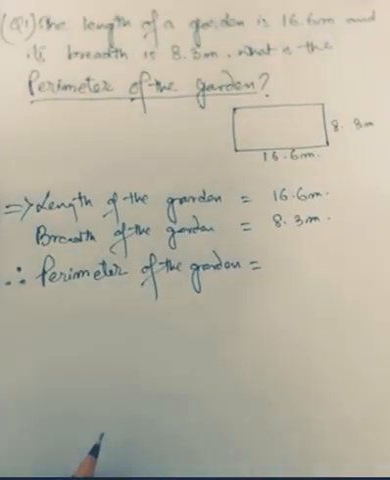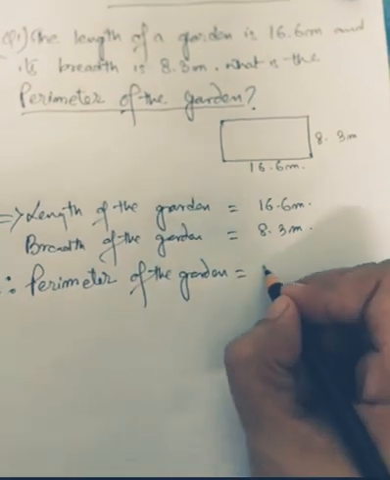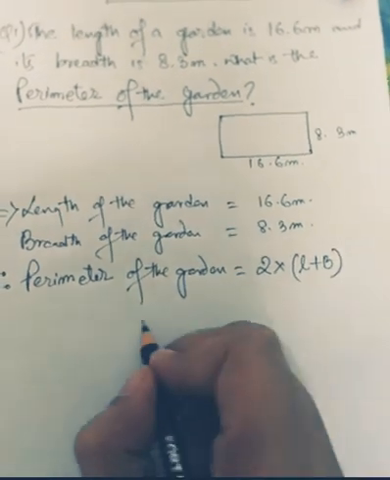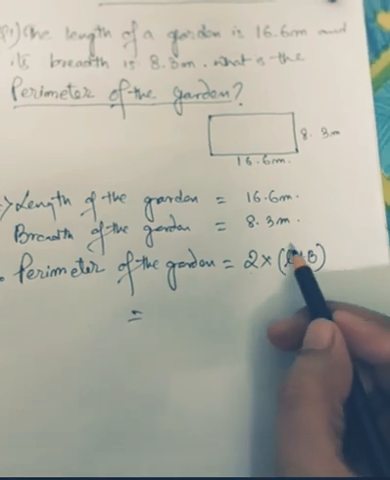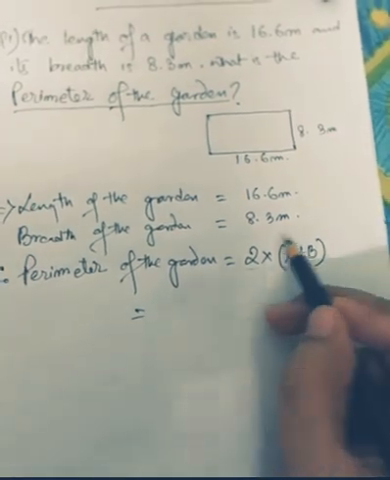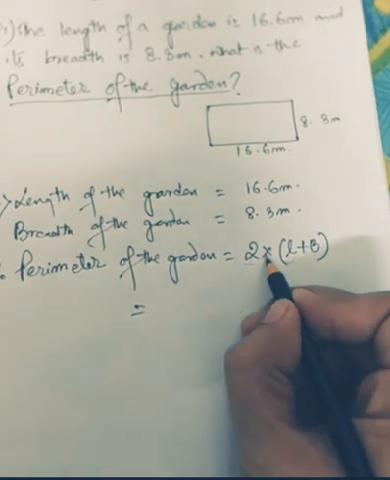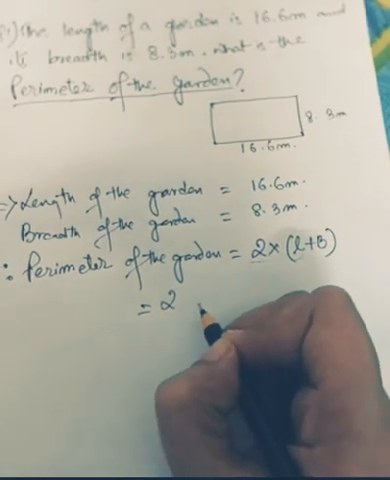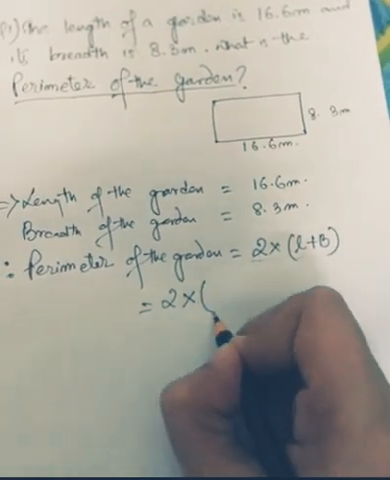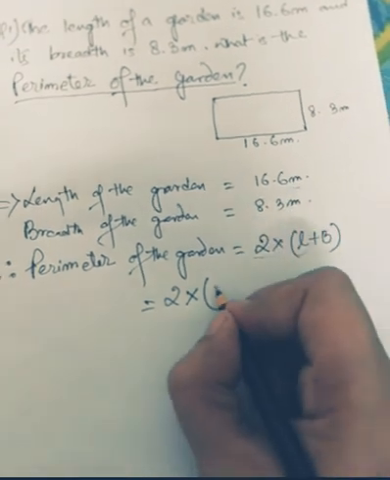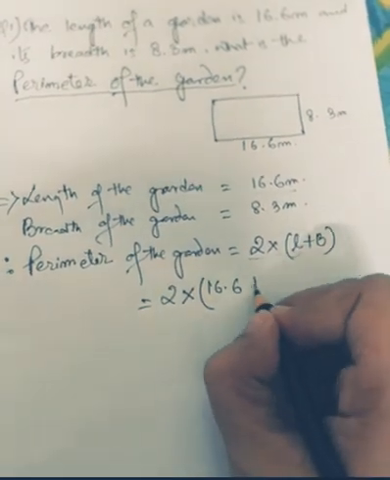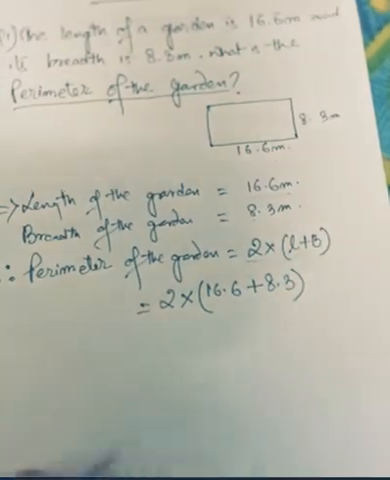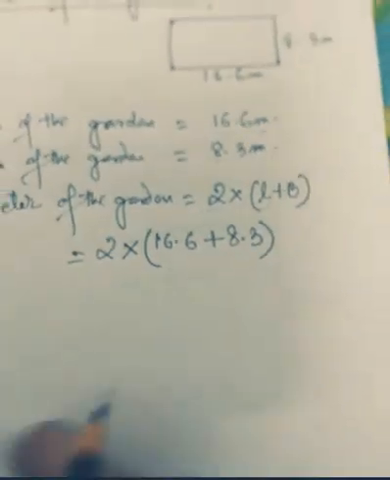So remember, what is the formula of the perimeter of a rectangle? It was 2 into (length plus breadth). So now what we are going to do is put the length and breadth into the formula. According to the formula, it is 2 into (length plus breadth). Here 2 will be 2 only, multiplied by, inside the bracket, length, which is 16.6, plus breadth, which is 8.3 meter. Now we will calculate it.